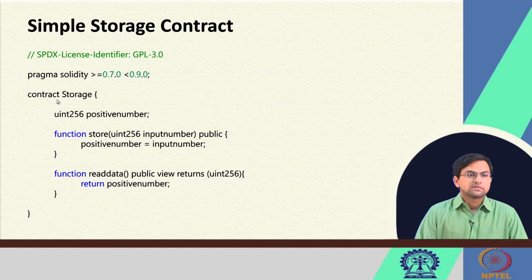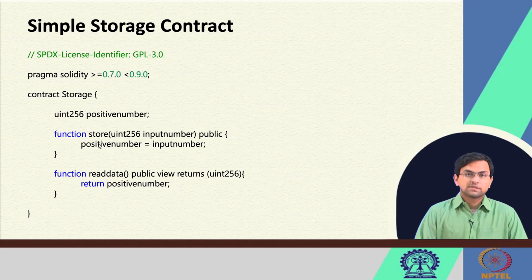From the next line, the actual definition of the contract begins. The first keyword is contract, and then the name of the contract is Storage, and inside that we define two functions and one variable. The variable is of type unsigned int 256 and the name is positiveNumber. We will be using this variable to store some data on the ledger. Whatever value we save to this positiveNumber variable will be committed to the ledger.